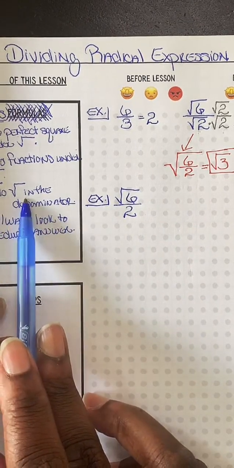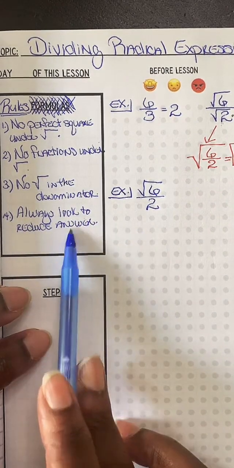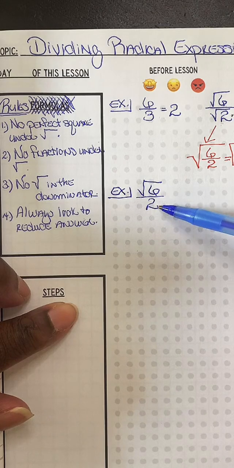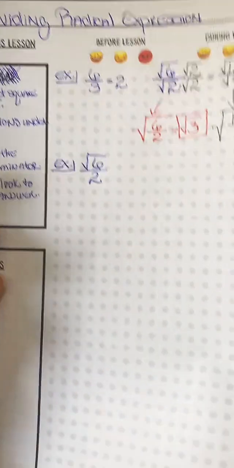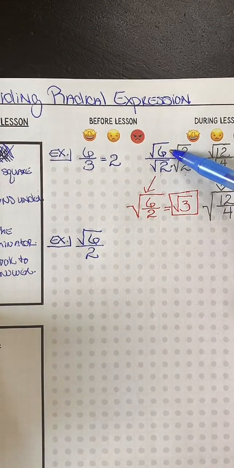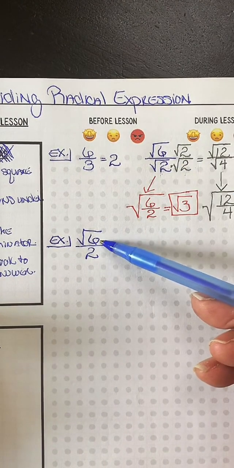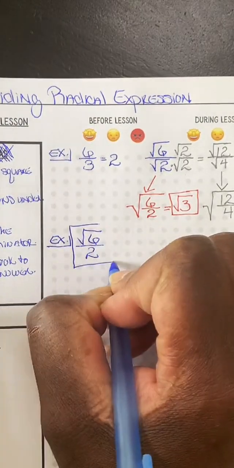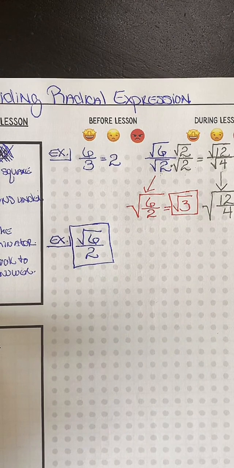Do we have a radical in the denominator? Nope. Looking to reduce, could I reduce it? No. I cannot say 6 divided by 2. The only thing that was different with the previous one is that the 6 had its own radical and the 2 had its own radical. This time it's just the 6 that has its own radical. So guess what? That's at my lowest term. That's completely done. I can't do anything else with that.